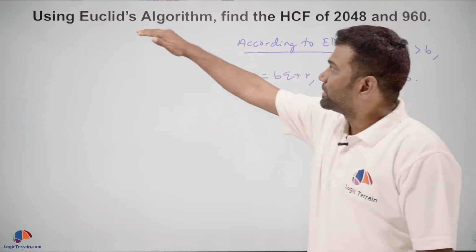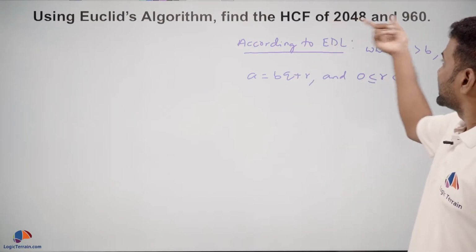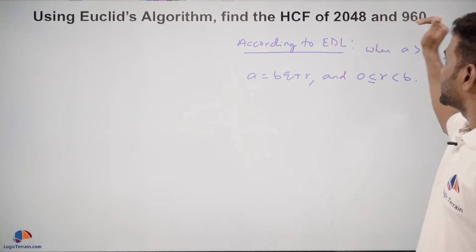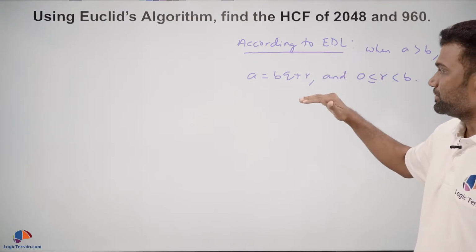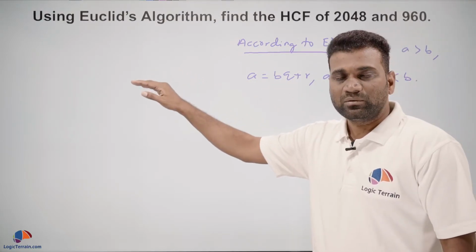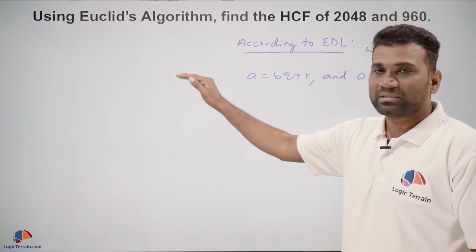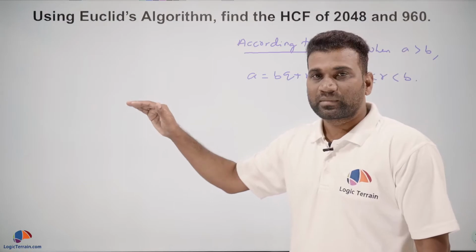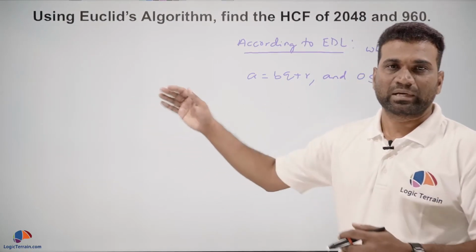So Euclid's algorithm is also the same. We take these two numbers, one is A, another one is B, and by applying Euclid's division lemma, if R becomes 0, then the process ends there. If R doesn't become 0, then the process will continue again. How it will continue, we'll look at it.